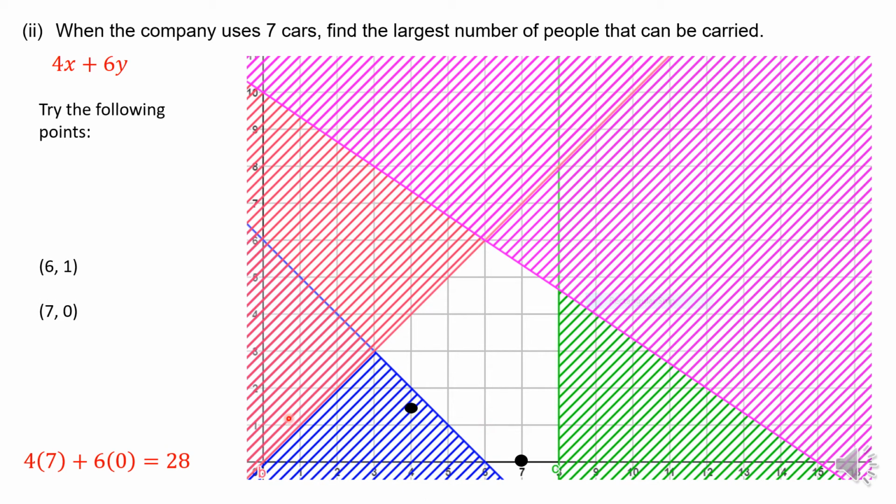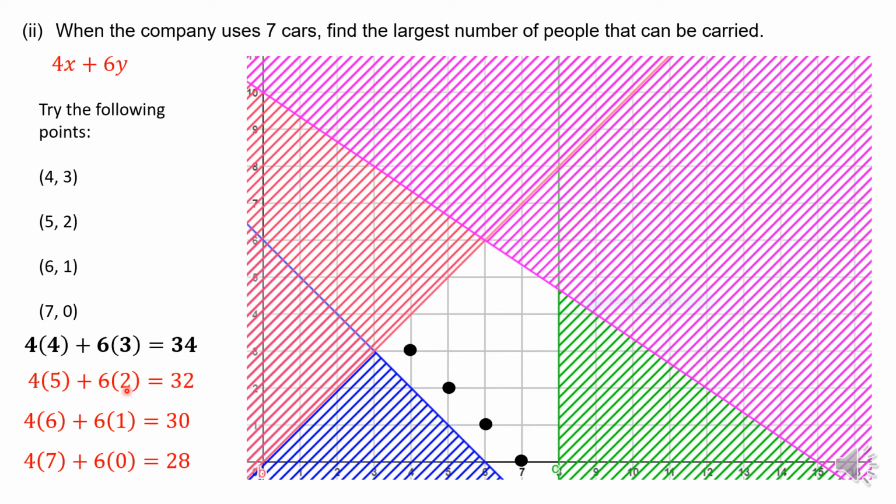So 6,1 is the next point I'm going to consider. And if I sub again the x value 6 and the y value 1 into 4x plus 6y, I get 30. And another point is 5,2. That is also adding to 7. And if you substitute that point into your expression, you get 32, 4 times 5 plus 6 times 2. And the last one that you have here is 4,3. They also add up to 7. And if you substitute that one in, you get 34. And from here you can see that 34 is the largest number of people that can be carried. And that's how this particular question is supposed to be done.